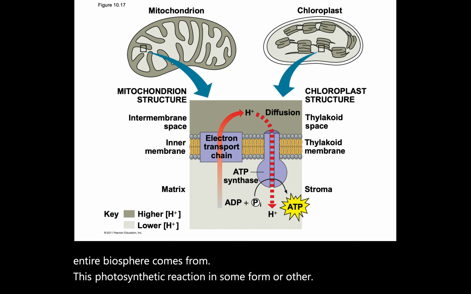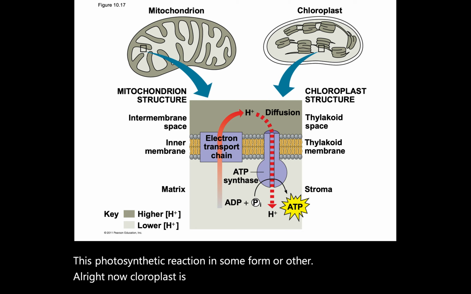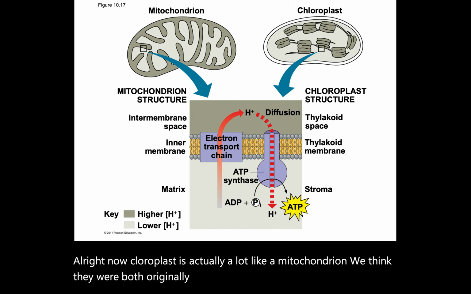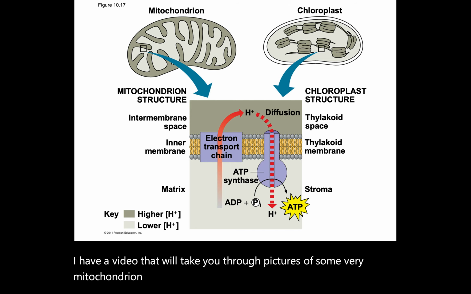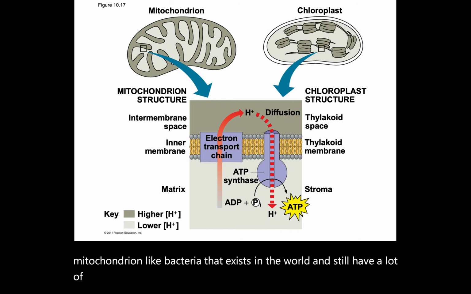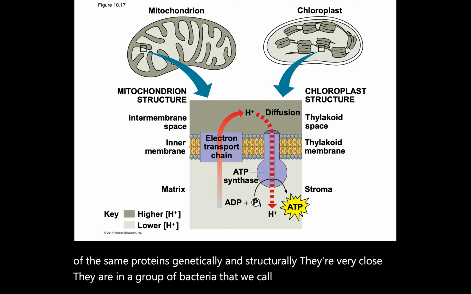All right, now a chloroplast is actually a lot like a mitochondrion. We think they were both originally bacteria, and if you look through the videos, I have a video that'll take you through pictures of some very mitochondrion-like bacteria that exist in the world and still have a lot of the same proteins. Genetically and structurally, they're very close. They're in a group of bacteria that we call the rickettsia.